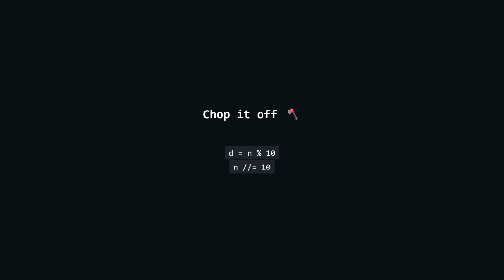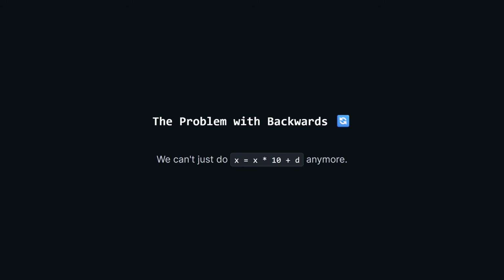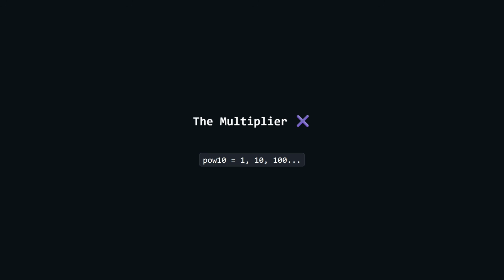Inside the loop, we grab the last digit using modulo 10, and then we chop it completely off the main number using integer division. Because we are now building our new number x backwards, we can't just multiply by 10 and add the digit like we did before. Instead, we have to keep track of a power of 10 multiplier, starting at 1. Multiply our valid digit by this multiplier to make sure it gets added into the correct place value position. Then, we multiply our multiplier by 10, so the very next valid digit we find gets placed one spot further to the left.